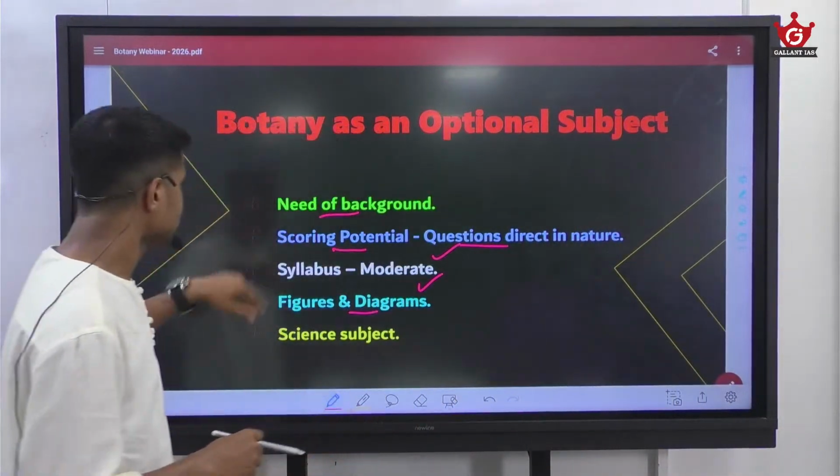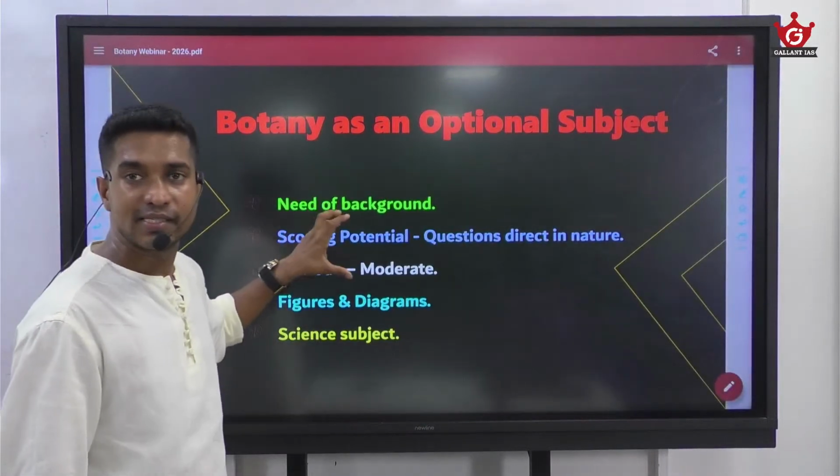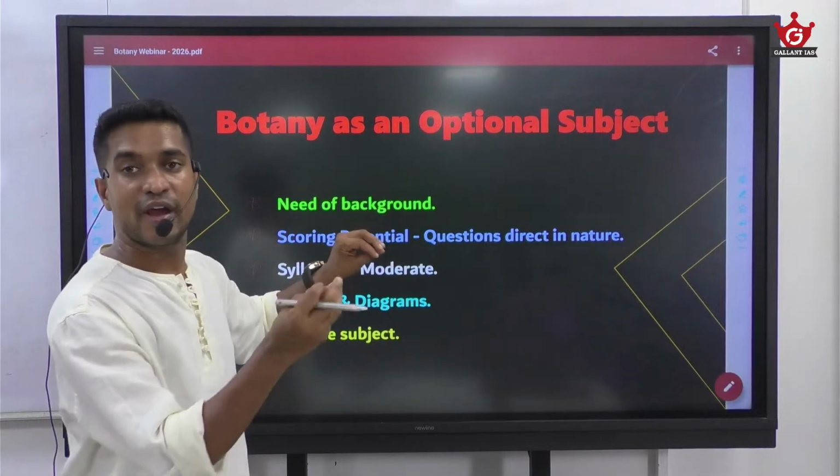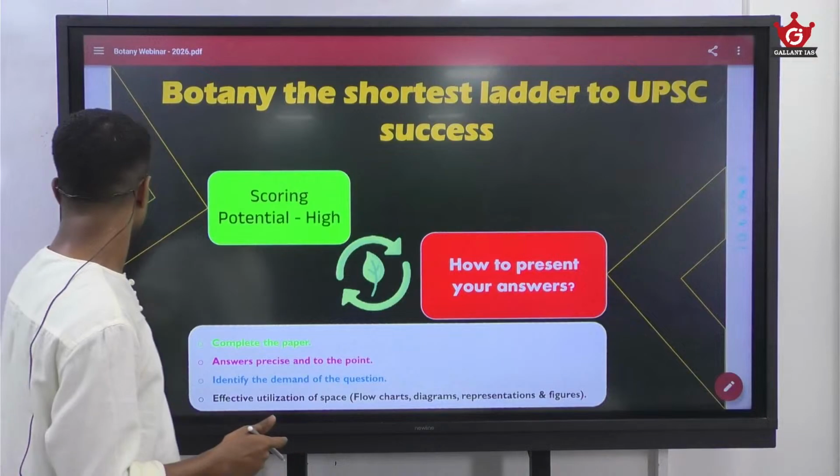So these are the things that you have to keep in mind while selecting an optional.